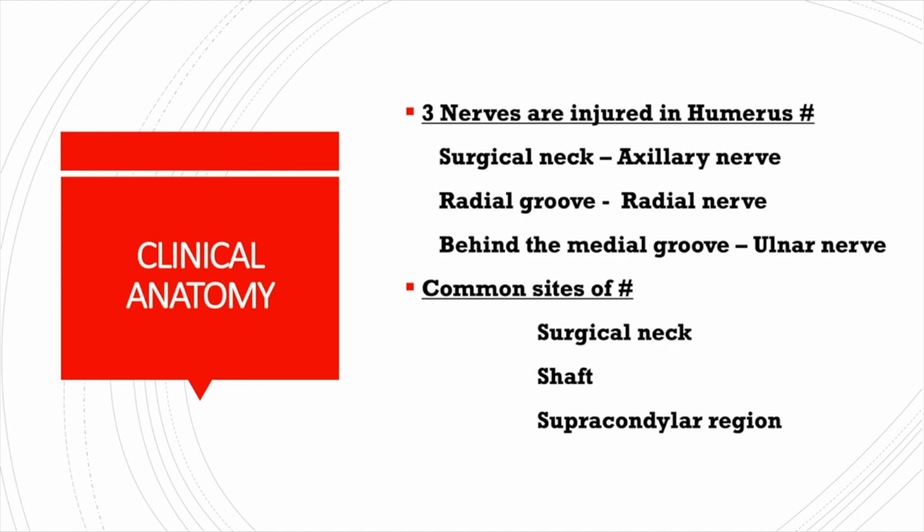Clinical anatomy. 3 nerves are injured in humerus fracture: surgical neck, axillary nerve; radial groove, radial nerve; behind the medial epicondyle groove, ulnar nerve. Common site of fracture: surgical neck, shaft, supracondylar region.